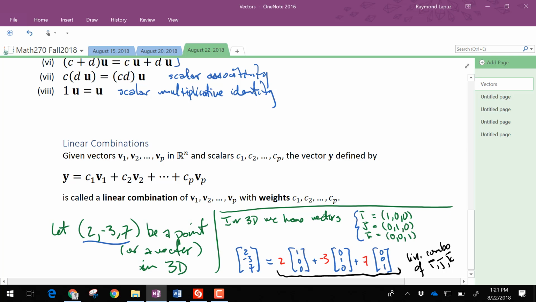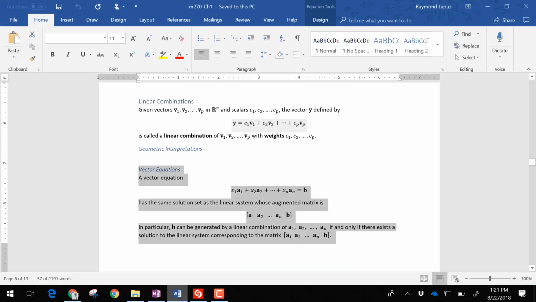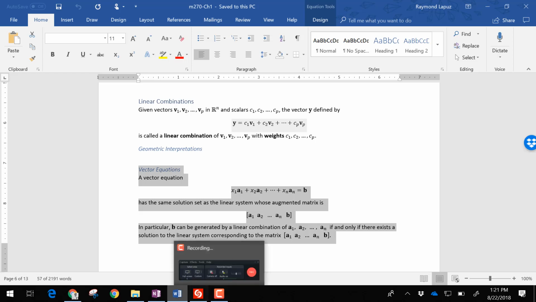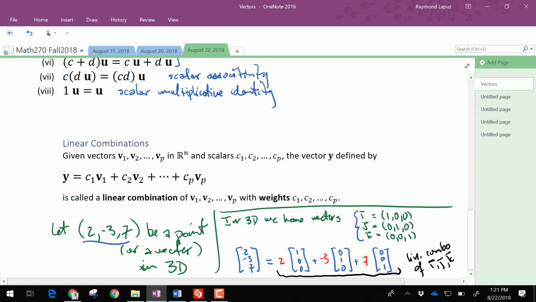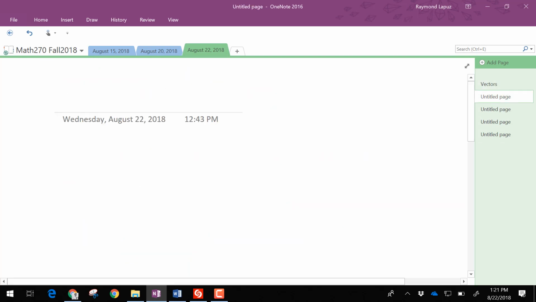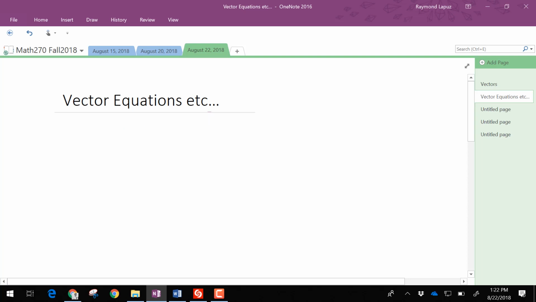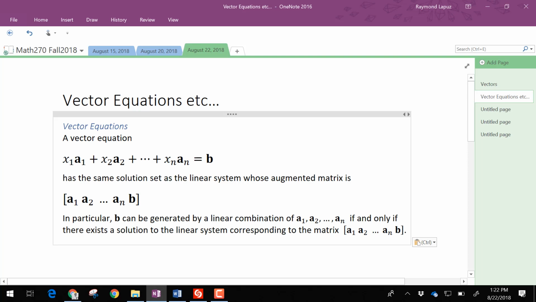Okay. All right, so I think there's one more idea before we get to that, and that is called a vector equation. So what we're interested in doing is translating some of the things that we're dealing with in matrices into vector form. Let's see what this says.